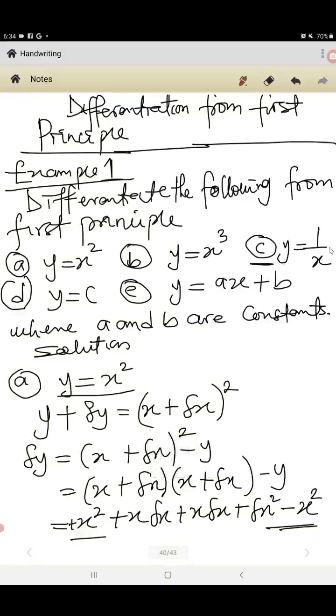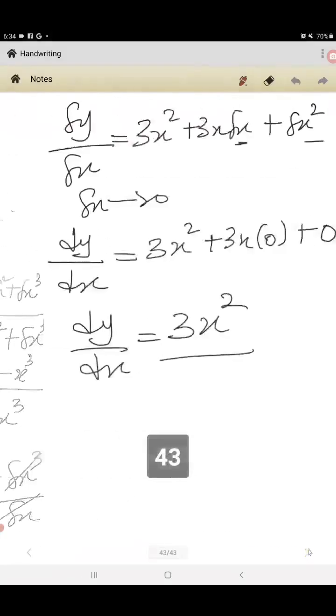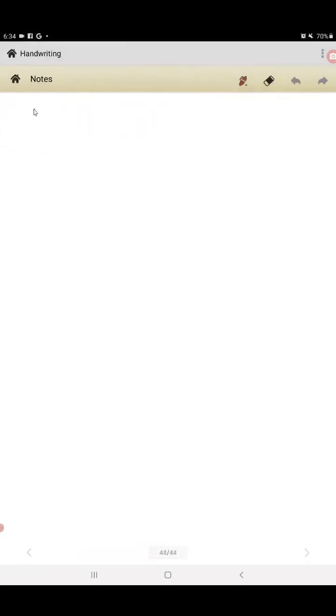It said y is equal to 1 over x. So if you have to solve this, that is C, y is equal to 1 over x. As you are following the steps, you will also get it.